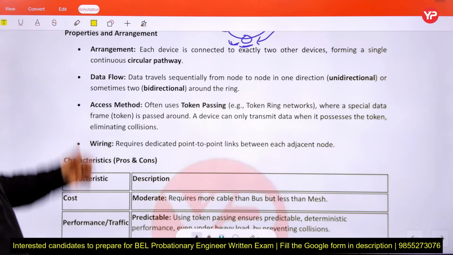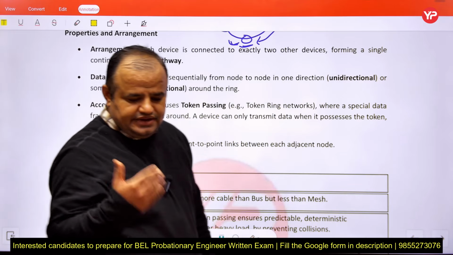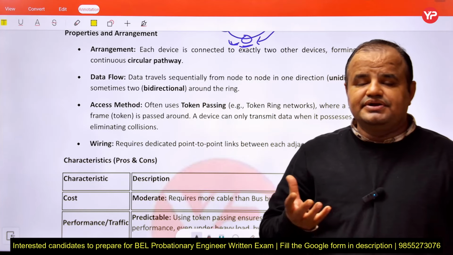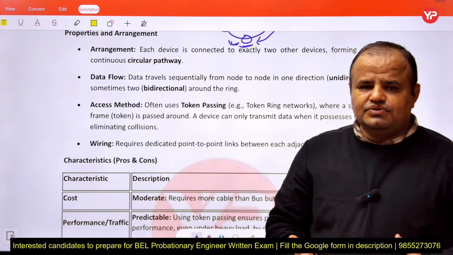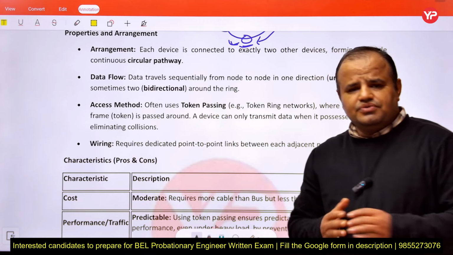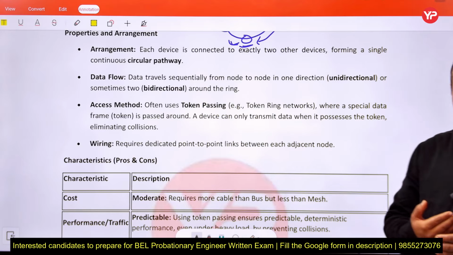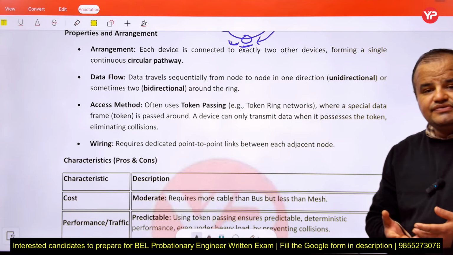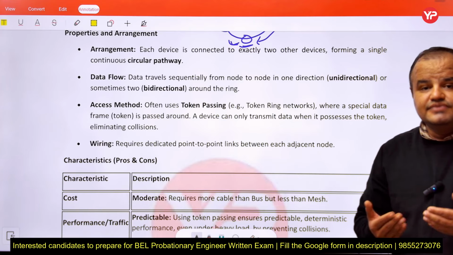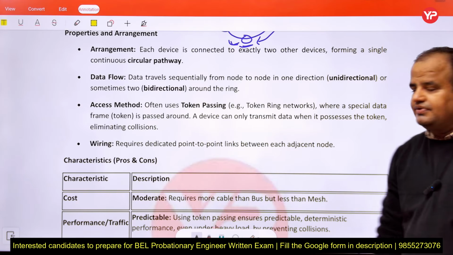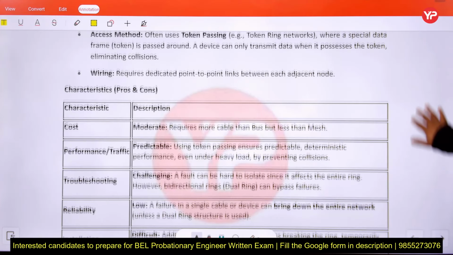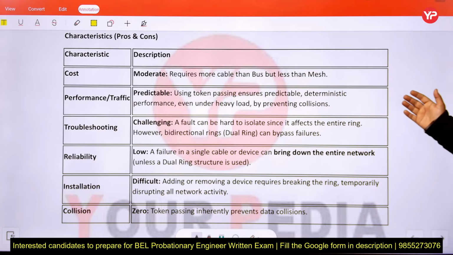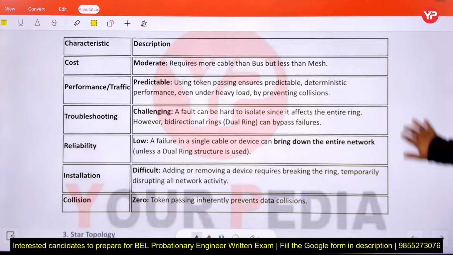Whenever someone wants to send data, first of all it has to receive the token. How these tokens work, we are not going to deep dive into, because that is not the purpose of this exam. If someone asks you token ring is used in which type of topology, the answer is ring topology. It requires more cable than bus, but less than mesh topology, which we are going to discuss next.